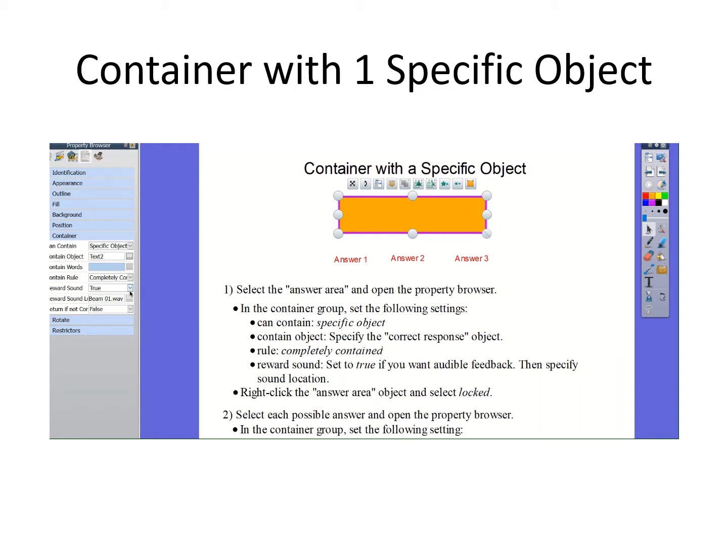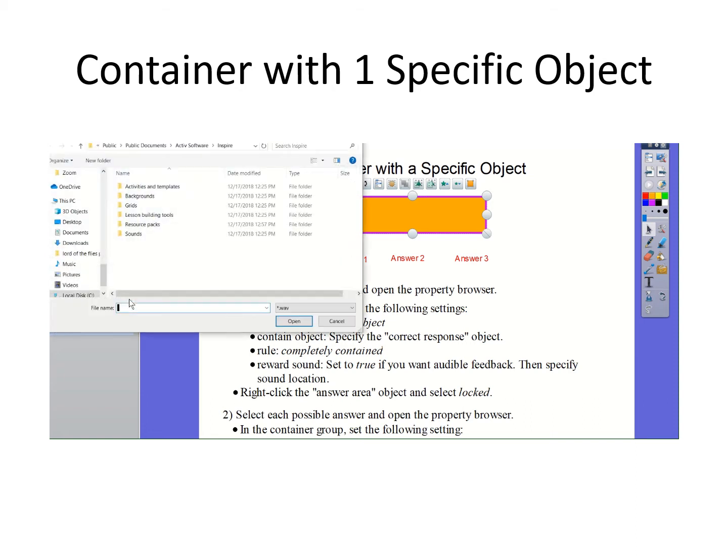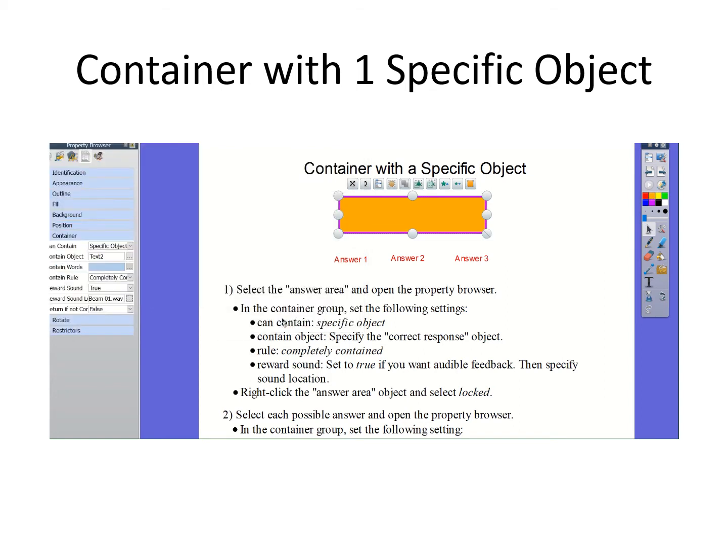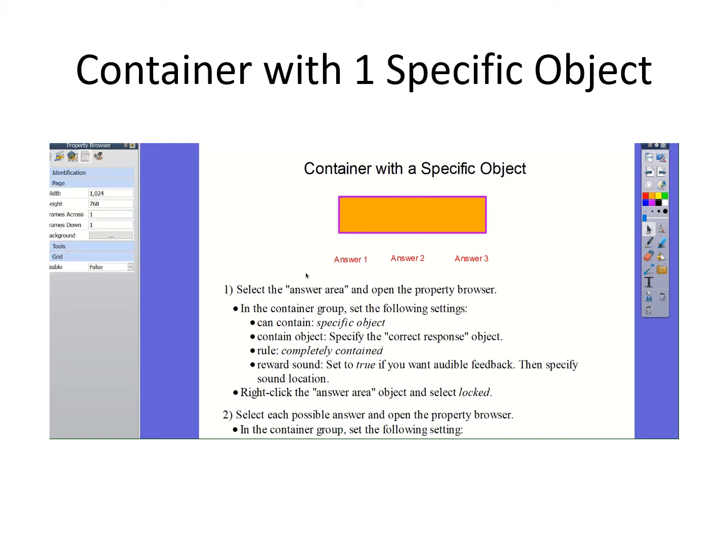If I want to have a reward sound, then I say true. Notice I already have true selected. And then I have the possibility of selecting a sound. So when I go in, I'll look into sounds, and there are all kinds of effects and different sounds that are available. And I already chose the beam. Notice I've answered all of the appropriate items here, but I did not respond to the last, return if not contained. That's what I'm going to do with the answers.